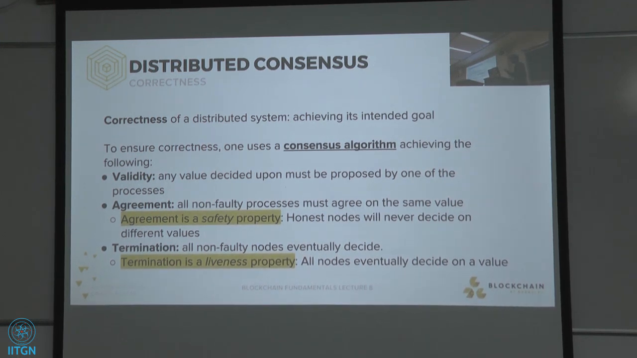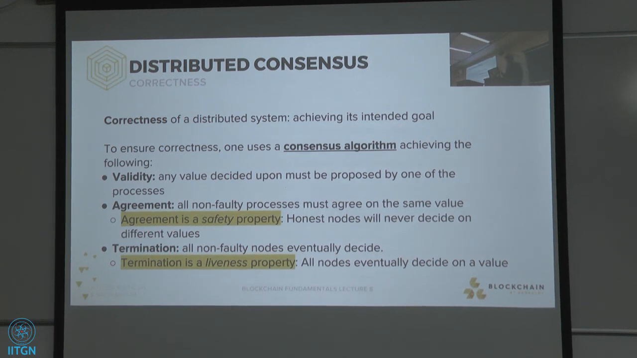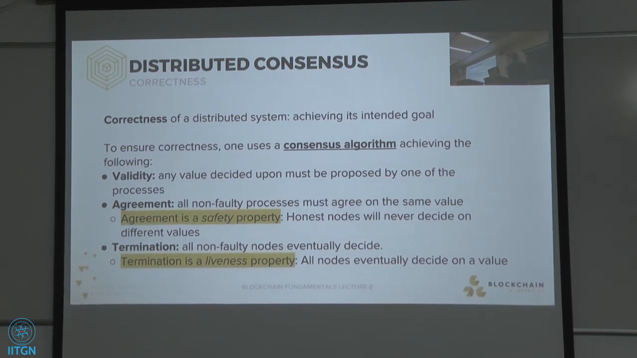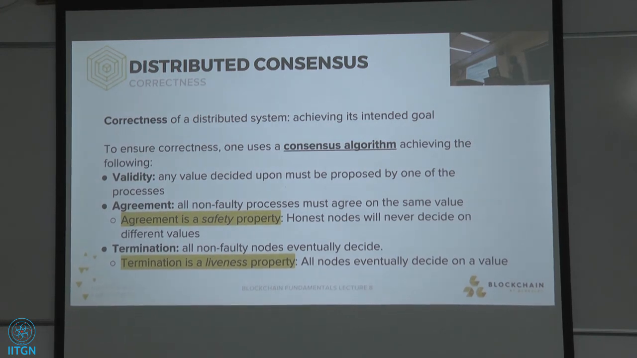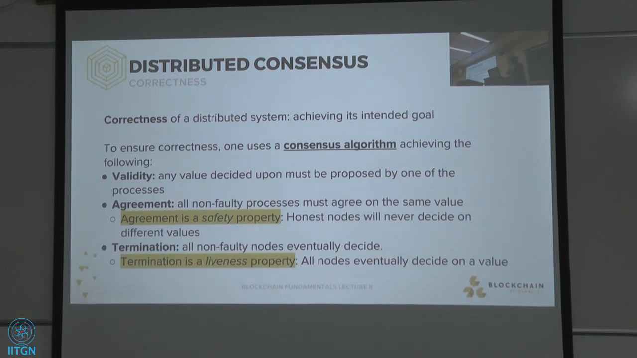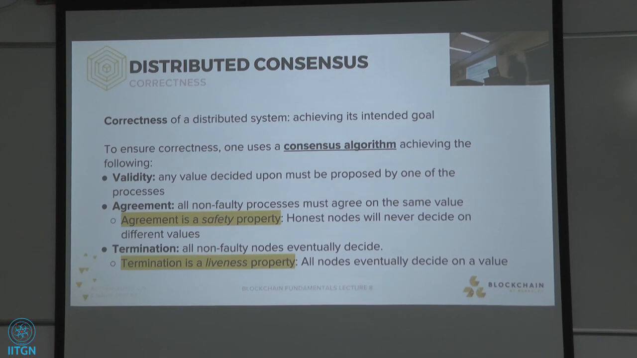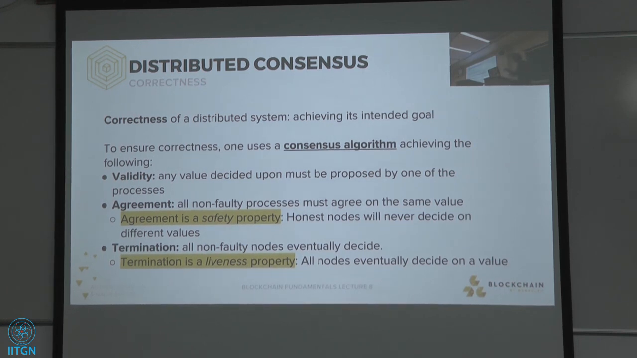If they come to consensus on a value, all the non-faulty processes have to come to consensus on the same value, meaning that you shouldn't have one set of nodes come to agreement on one value, another on another value, because then you have a lack of consensus in the system, which is not achieving the intended goal. You see that agreement is a safety property, because it means that this bad thing will never happen, that honest nodes will never decide on different values. Keep in mind we're focusing on non-faulty nodes or on honest nodes, because we don't care what faulty nodes do as long as it doesn't interrupt the consensus process. If a faulty node chooses to always disagree with the honest nodes, it's fine, it can do that, as long as we can recognize what the honest values are.